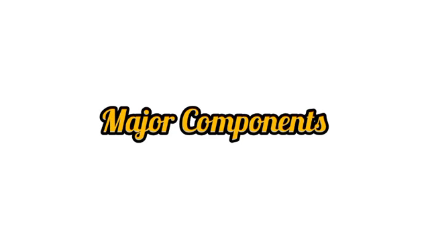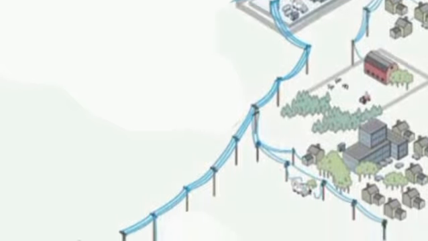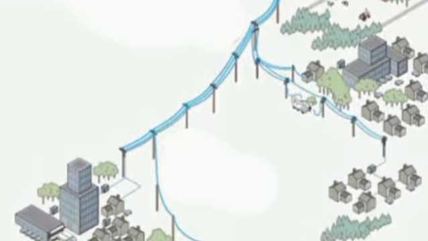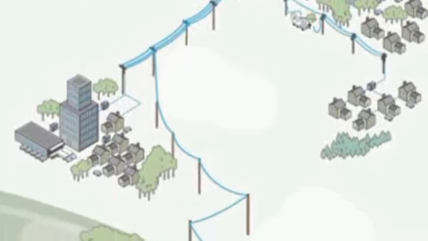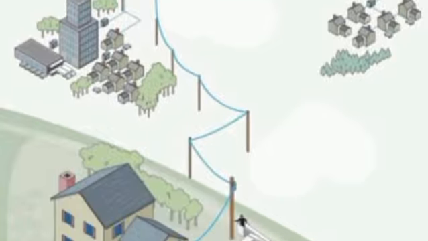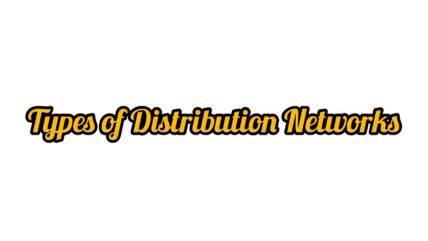Major components. Distribution transformers step down voltage for end users. Feeders carry power from substations to local networks. Distributors and service lines supply electricity to homes, industries, and commercial buildings. Meters measure consumption.